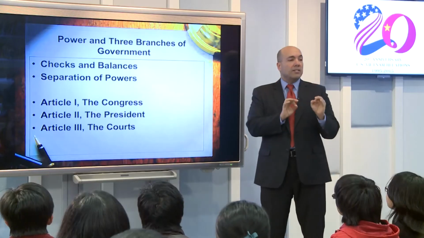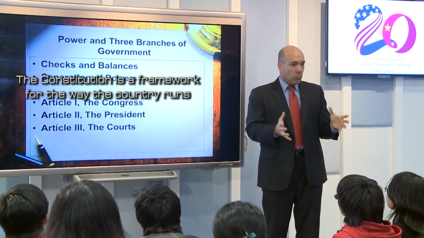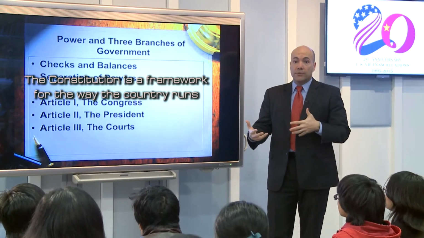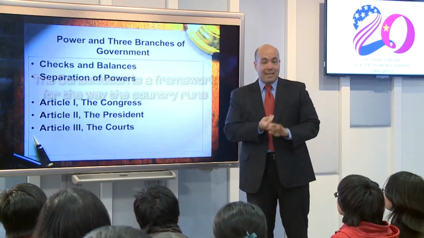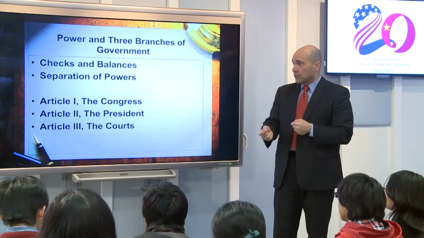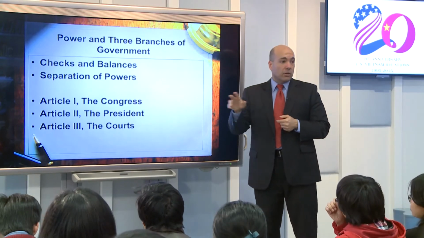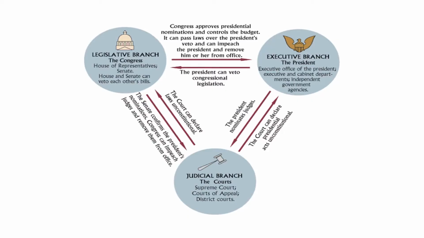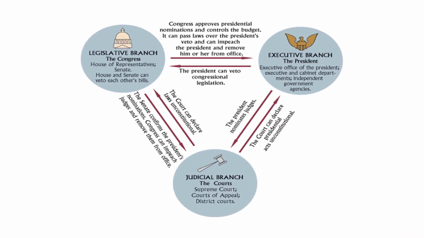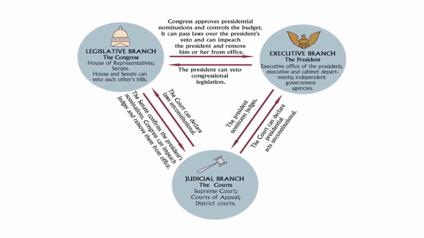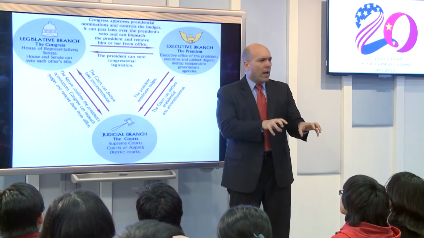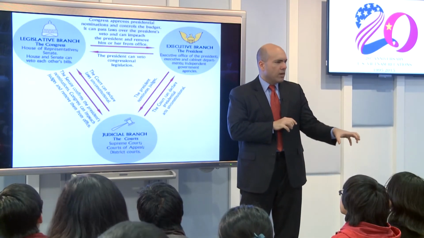Let's talk a little more about the Constitution. So what the Constitution does is it provides a framework for the way our country runs. Three co-equal, separate, independent branches of government, separation of powers, and checks and balances, right? Article 1 covers the Congress, Article 2 is the President, and Article 3 is the courts. The idea is that no individual branch, no one part of the U.S. government overwhelms or is too strong over the others.